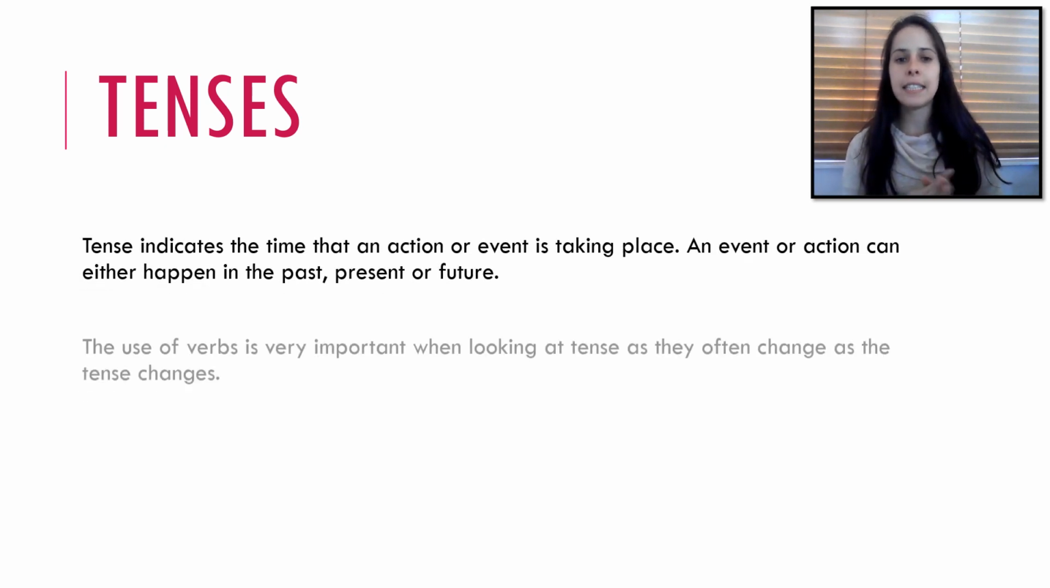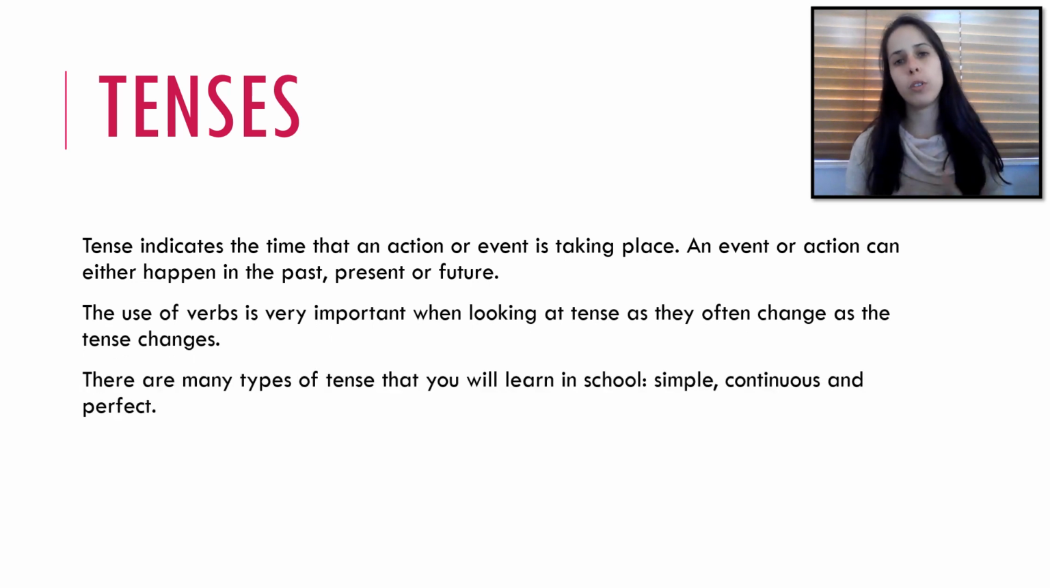It says, tense indicates the time that an action or event is taking place. An event or action can either happen in the past, the present, or the future. Okay, so that's what tense tells us. When is it happening? The use of the verb is very important when looking at tense, as the verb is the thing that mostly changes the tense. So I swam, I am swimming, I was swimming. So you can see in 2 out of the 3 of those sentences, the verb changed, okay?